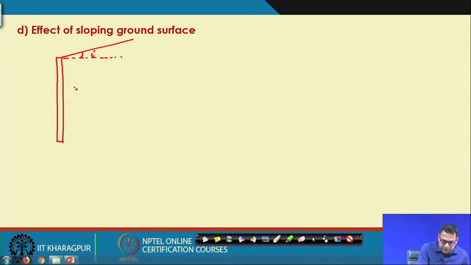So, in that case, first I take an element, and this element is also making an angle I with the horizontal. This side is sigma h or sigma x, this side also is sigma h, and this is sigma v, this is sigma v.